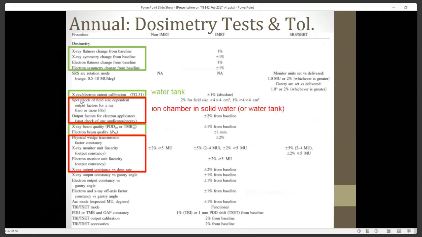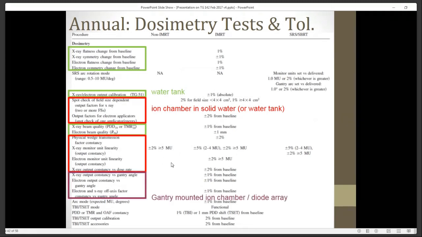Some of the other tests here: spot check of field size dependent output factors for electron applicators, physical wedge transmission, X-ray monitor unit linearity, electron monitor unit linearity, and X-ray output constancy versus dose rate. Those can all be done with ion chamber in solid water, or if you already have the water tank, you could in theory do those in the water tank as well. Many of them.